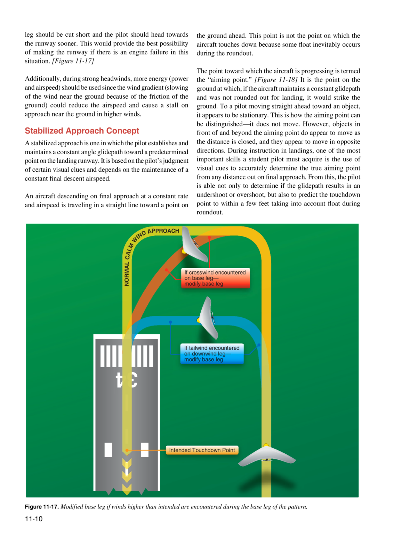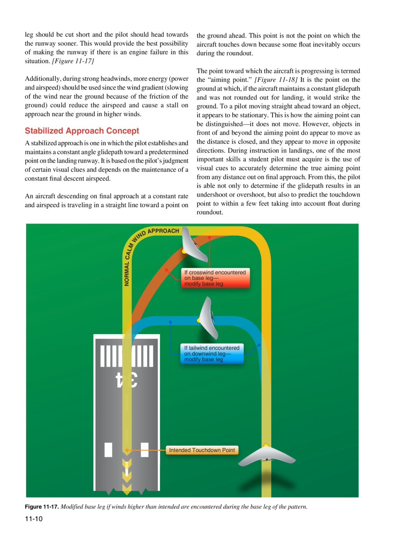Stabilized approach. The concept of stabilized approach is one in which the pilot establishes and maintains a constant angle glide path toward a predetermined point on the landing runway. It is based on the pilot's judgment of certain visual clues and depends on the maintenance of a constant final descent airspeed. An aircraft descending on final approach at a constant rate and airspeed is traveling in a straight line toward a point on the ground ahead.